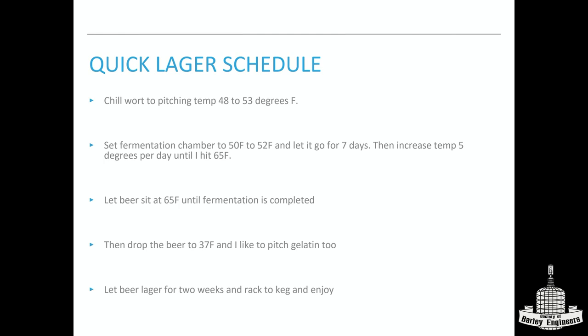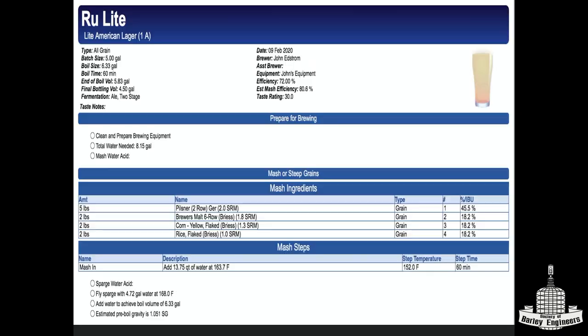So it doesn't take too long. And this is my recipe, if you can kind of see, for the Rye Light. It is just 5 pounds of good old two-row German Pilsner, 2 pounds of six-row, and then 2 pounds each of corn and rice. And that's it. Then you can use either 34/70, I usually use 3470, but pitch two dry packs, and it is fast. It goes quick. It's mostly done even before I start raising the temperature up.